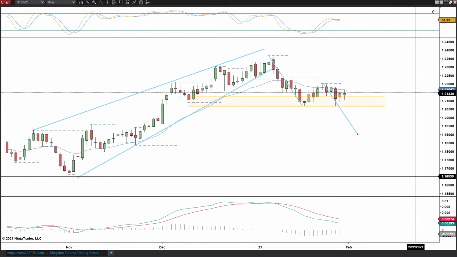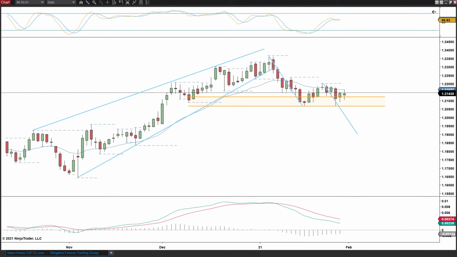Either way, if it does go down, we've got the downside objectives to the 1.19s, but seeing all the failures here, if the buyers do want to take it back up, at least to where the sellers entered in at the 1.225, if not back up to the highs again.